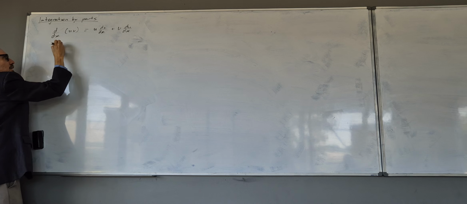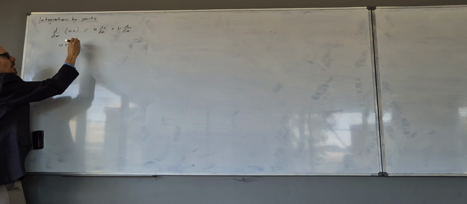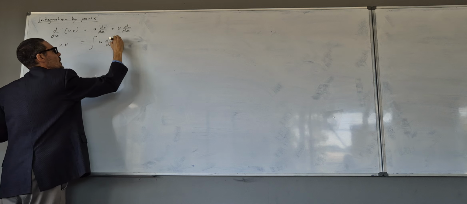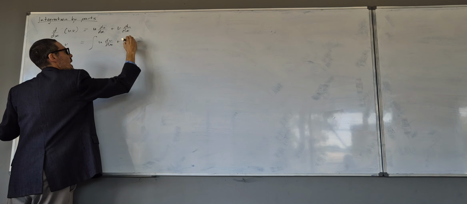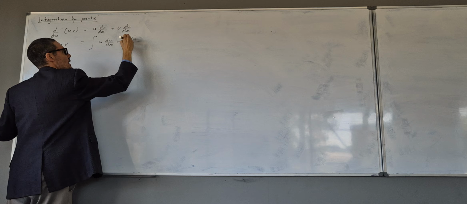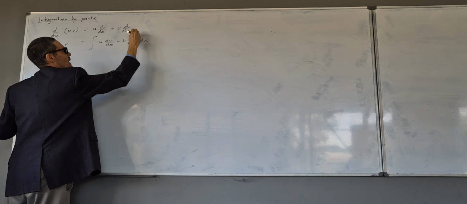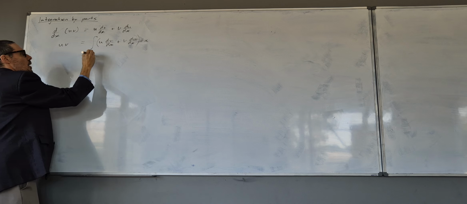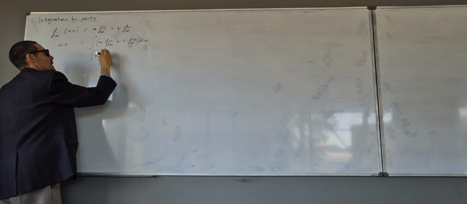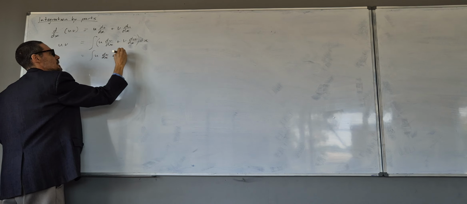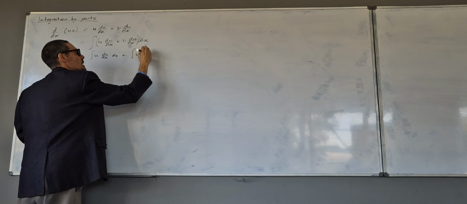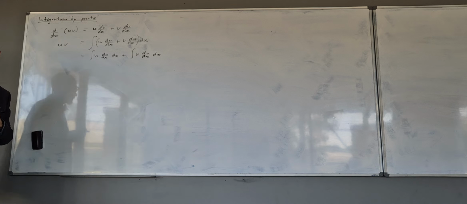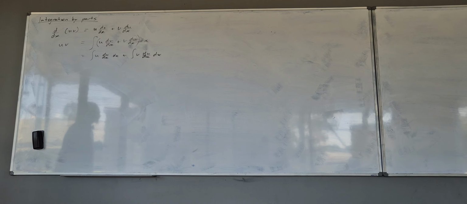The integral of this side is just going to be uv, and I want the integral of u dv dx plus v du dx, with respect to x. Well, that's the integral of u dv dx plus the integral of v du dx. Do the two pieces separately.